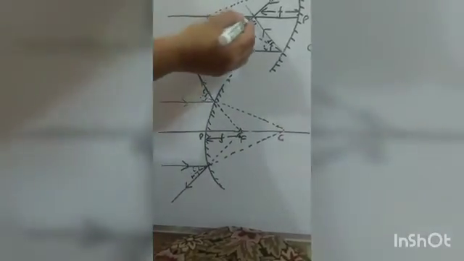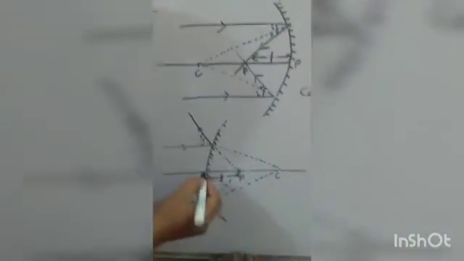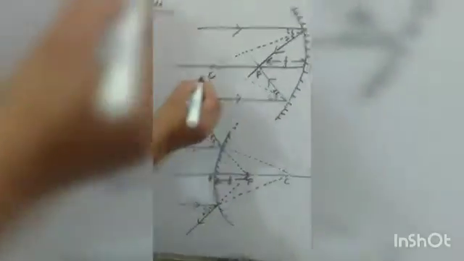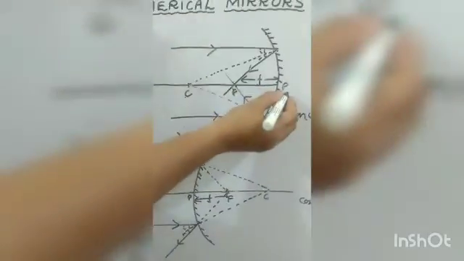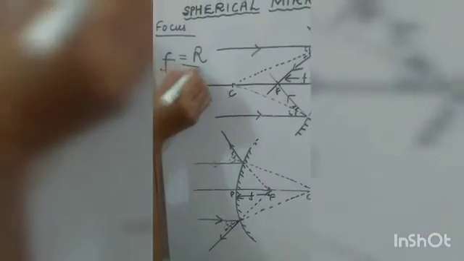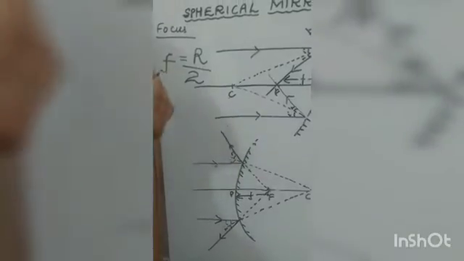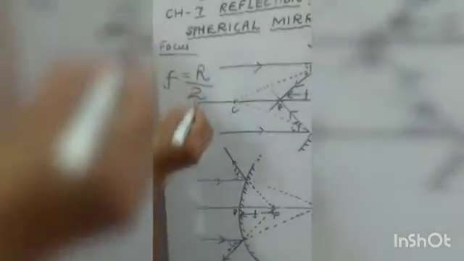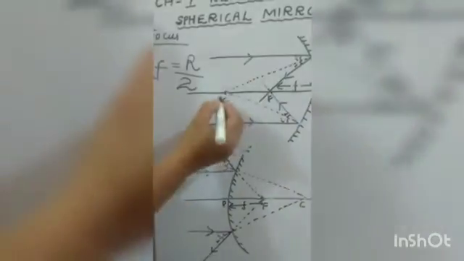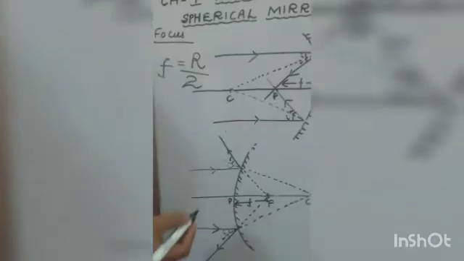Now the distance between the focus and the pole of the mirror is called the focal length. This is f, represented by small f. Similarly here also, it is the distance between the focus and the pole. And earlier I told you the distance between the center of curvature and P is called the radius of curvature. Now there is one important relation between f and R: f is equal to R upon 2. The focal length of the mirror is always half of the radius of curvature. That means this point is the midpoint of the distance between C and P.